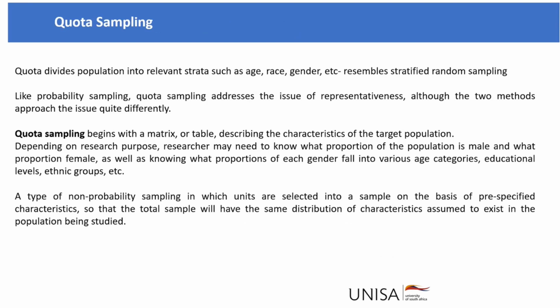The other one, ladies and gentlemen, is quota sampling. Quota sampling divides the population into relevant strata. Remember, we spoke about strata earlier. Strata such as age, race, gender, etc. And it does resemble stratified random sampling. Like probability sampling, quota sampling addresses the issue of representativeness, although the two methods approach the same issue quite differently.